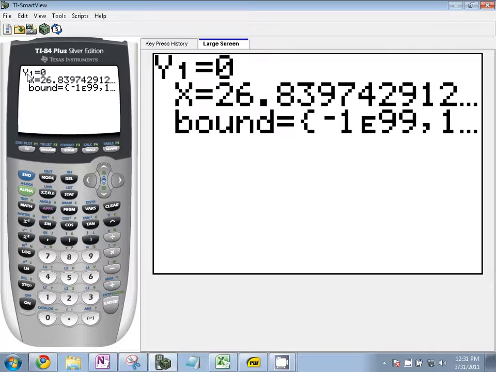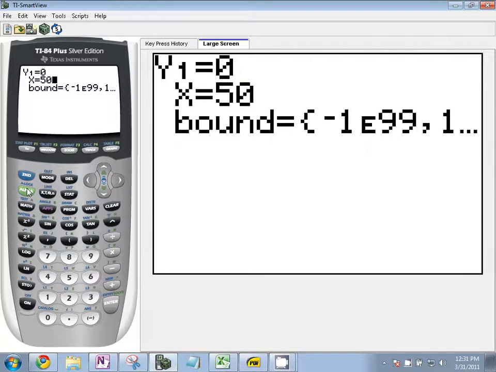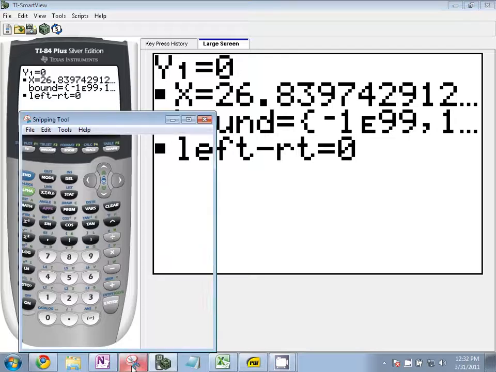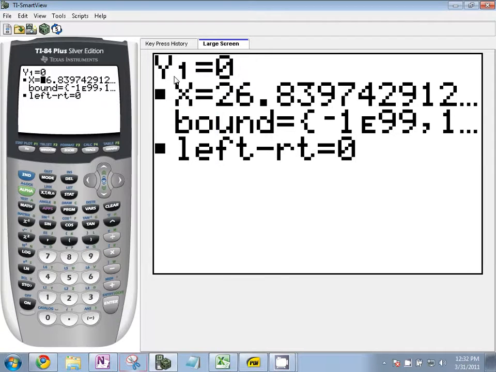By default, it will choose y1 now that we've specified it, and you need a guess. You need to give it a guess. It always saved the last state. So if we plugged in 50, that's our guess, and did alpha solve, look at that, 26.839. So if that's our answer to the first part of this question, are we done?